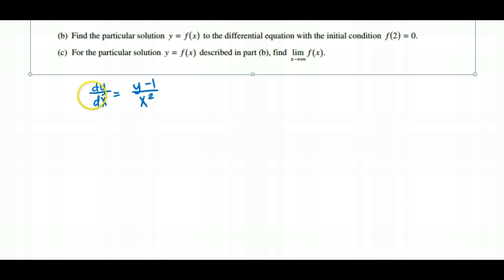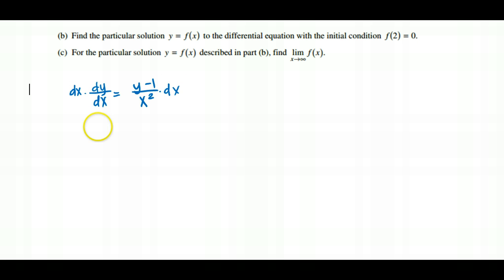Alright, so let's solve this differential equation here. Multiply both sides by dx. So I have dy equals (y minus 1) over x squared dx. So now I need to get this quantity y minus 1 to the other side, so I'll have to multiply by 1 over y minus 1, or divide by y minus 1.